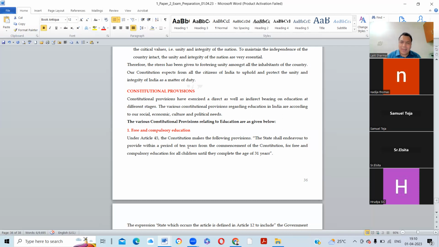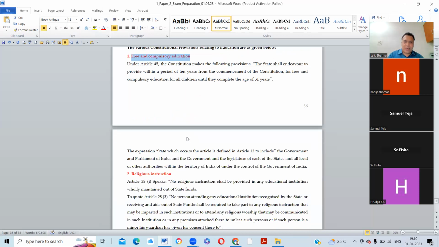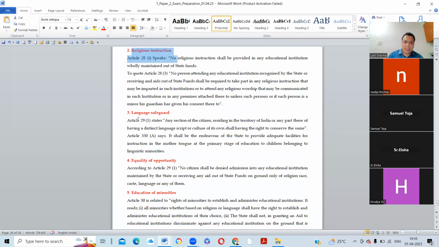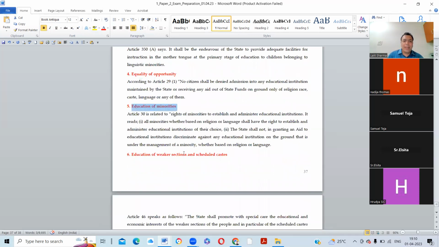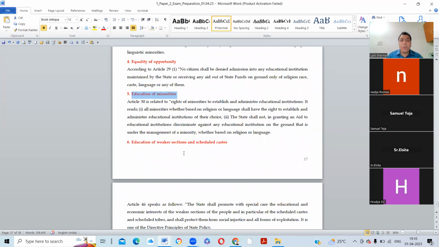So now it has become active, because people are not following this thing. So you have to talk about the constitutional provisions: free and compulsory education, religious instructions, language safeguard, equality of opportunity, education of minorities. It is written in our Constitution. Even minority colleges exist.